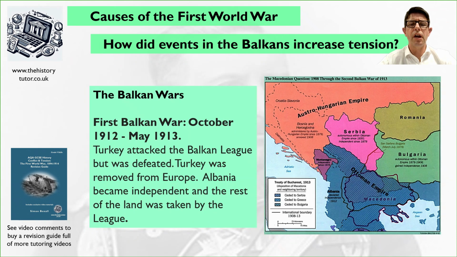The first Balkan War was October 1912 to May 1913. The Turks attacked the Balkan League but were defeated, and Turkey was pushed almost totally out of Europe. Albania became an independent nation, the rest of the land was taken by the League, and Turkey was just left with a tiny little bit of Europe left. Most of it was now pushed back into near Asia, as it were.